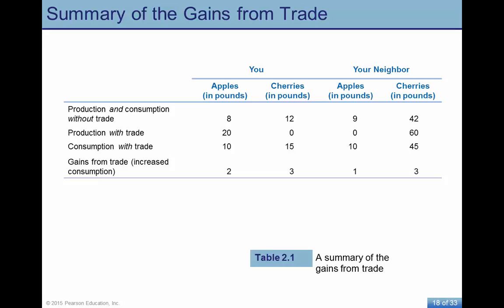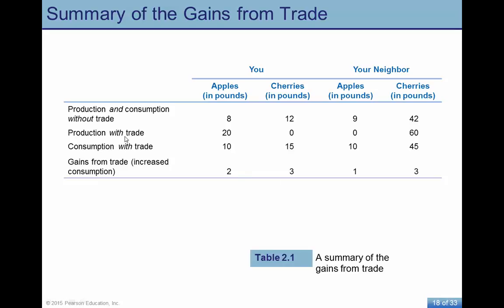Summary of gains from the trade. Look at this table. First row, production and consumption without trade. Without trade, you were picking 8 pounds of apples and 12 pounds of cherries, and you were consuming 8 pounds of apples and 12 pounds of cherries. Without trade, your neighbor was picking 9 pounds of apples and 42 pounds of cherries, and she was consuming 9 pounds of apples and 42 pounds of cherries.